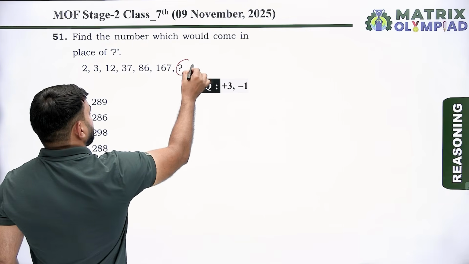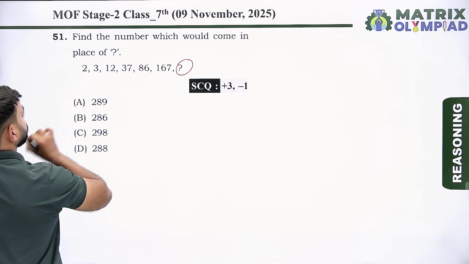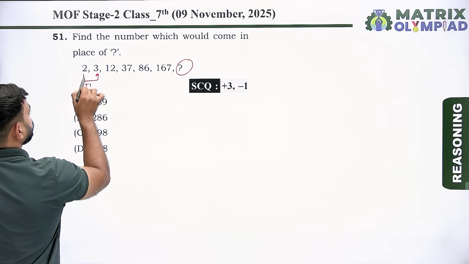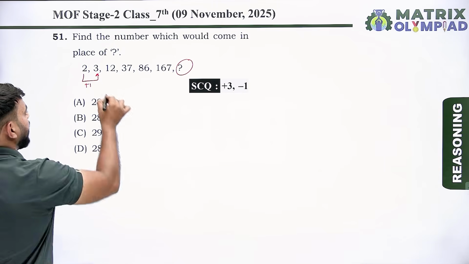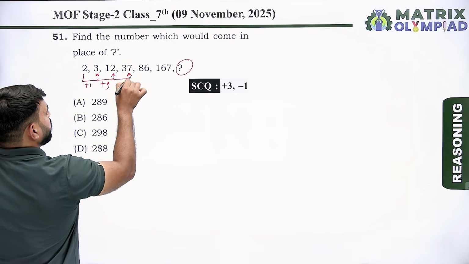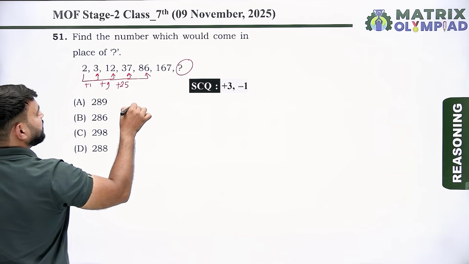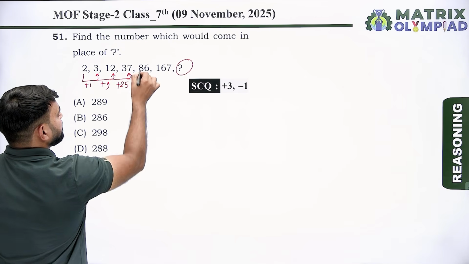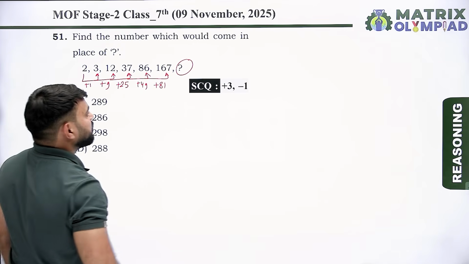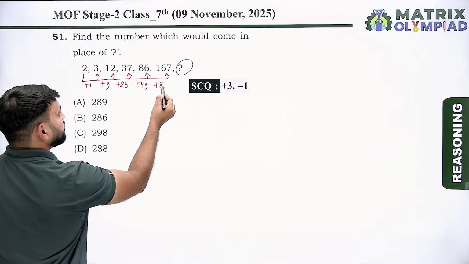Find the missing number of the given number series. So first find the pattern of the given number series. So the pattern is 2 to 3. It means if 1 is added to 2 then we get 3. Now 3 to 12, it means 3 plus 9 is 12. Now 12 plus 25 is 37. Now 37 plus 49 is 86. Now 86 plus 81 is 167. So now the pattern is plus 1, plus 9, plus 25, plus 49, plus 81.